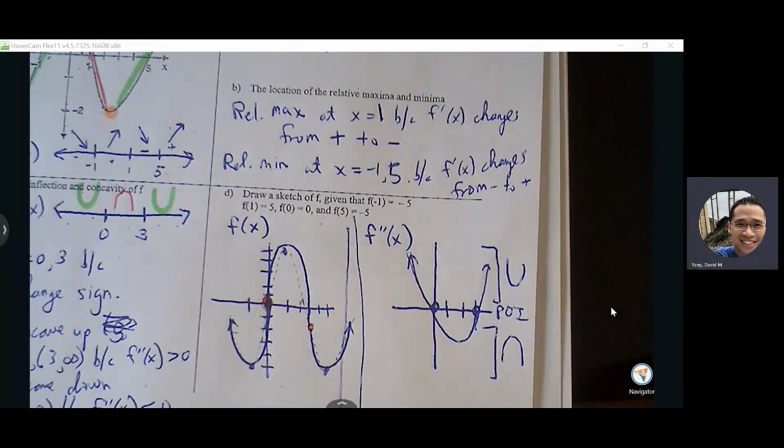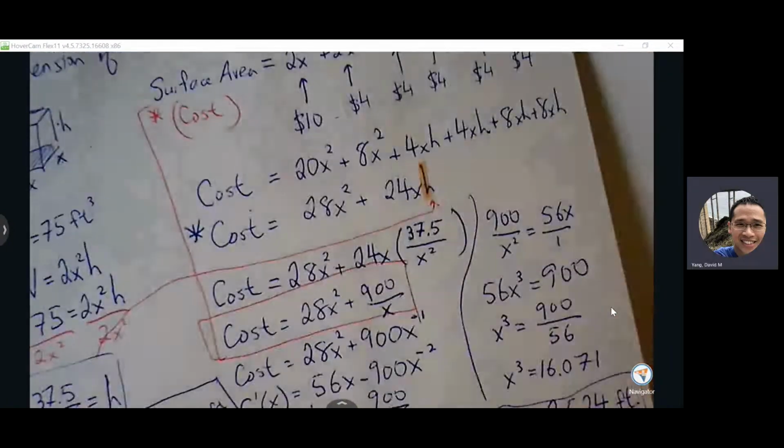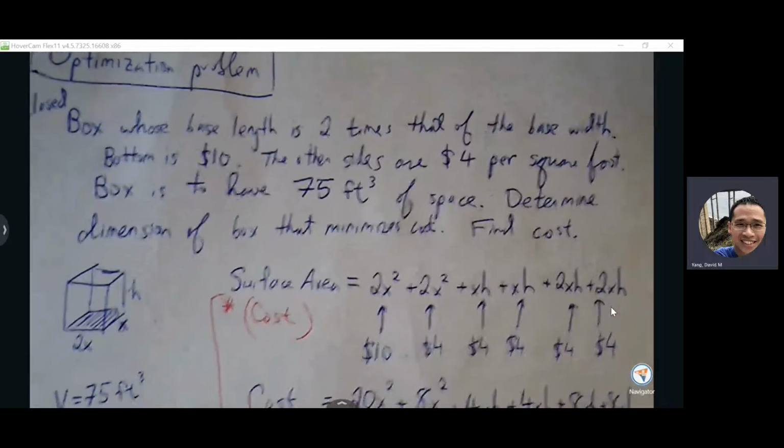Any topics that you specifically want to go over? Optimization. Okay. So we just did one with the box. And this is the one you're going to see on the test. You want to do another one of these?